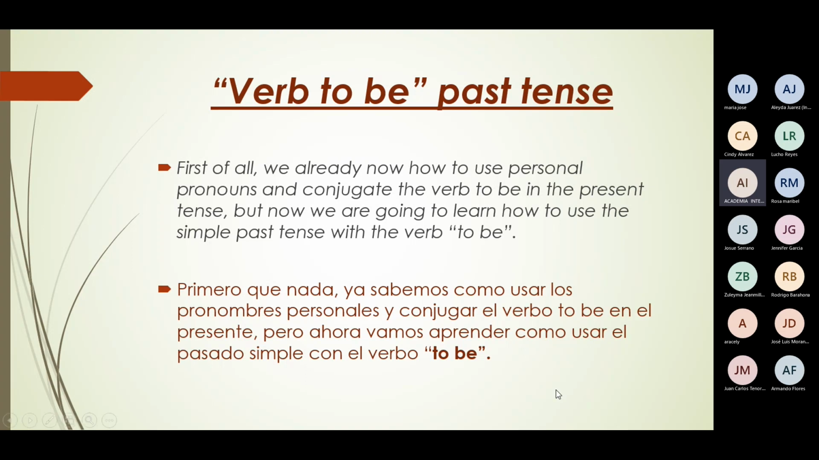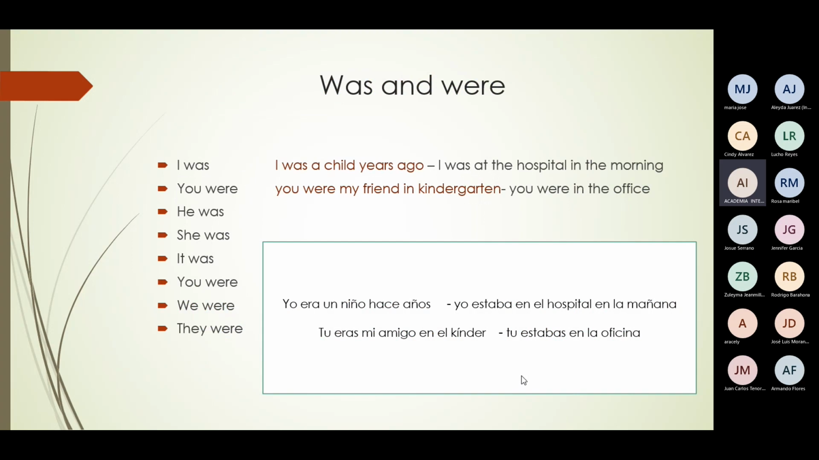Para que tengamos una idea, permítame que no sé si es que no me pasaba la diapositiva. Creo que esta es. Okay, was and were. For example, I was, you were, he was, she was, it was, you were, we were, and they were. Ahora, ¿por qué nos tenemos que aprender esto o para qué? Bueno, para poder armar como oraciones de lo más básico, por decirlo así.